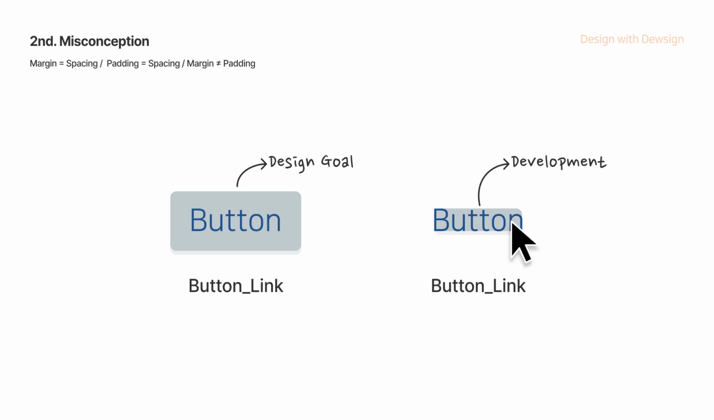If you just say, give it 10 pixels of space, a developer has no way of knowing if that's an inside gap or an outside gap. Only when we understand the terms correctly and define it as padding does it truly become a real design system that reflects the designer's intent.